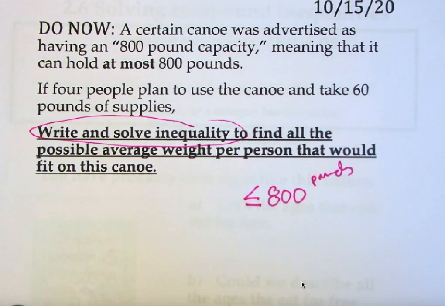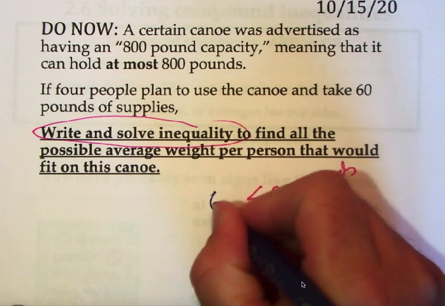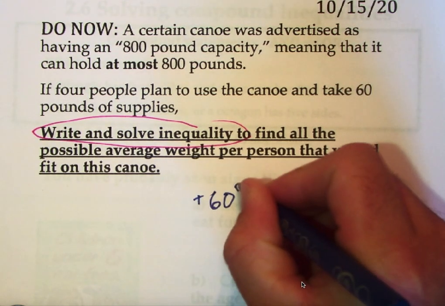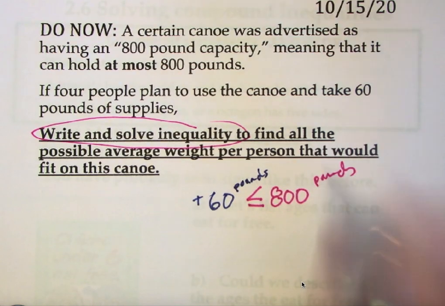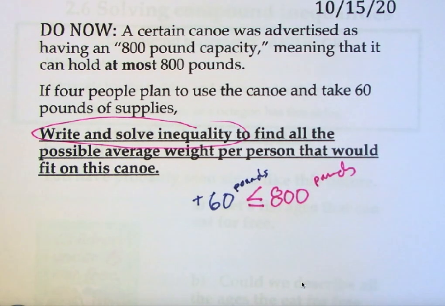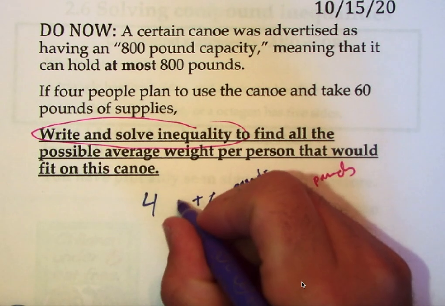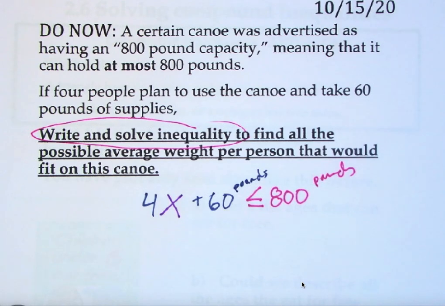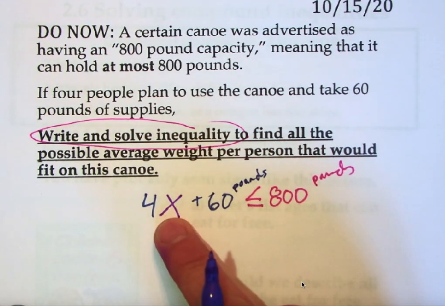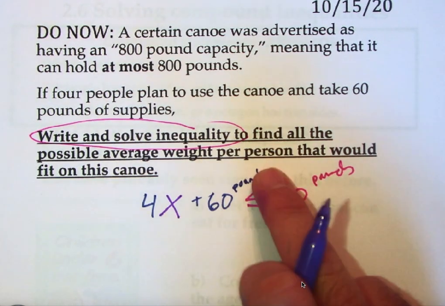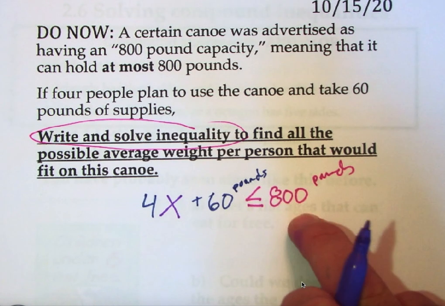All right, what else do we know about the canoe? We know we're taking 60 pounds of supplies, and that's not going to change. And we do know there are 4 people, but do we know how much they weigh on average? In this case, we don't, so we're going to use x for that. 4 people at an average weight x, plus 60 pounds, has to be less than or equal to 800.